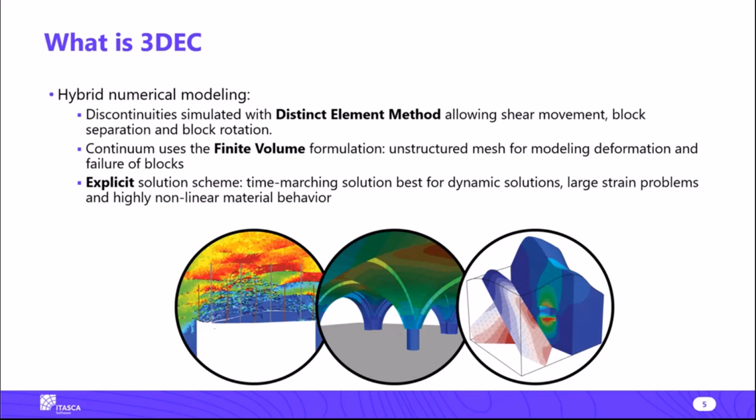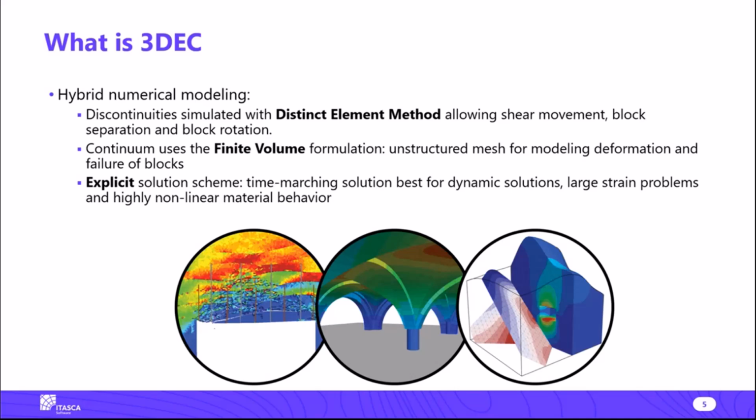And then the last bullet point here is, as with all of the ITASCA software, it uses an explicit solution scheme. And what this means is that the solution marches through time, and so that information propagates through the system. So rather than doing a great big matrix inversion to get to some final answer, you have a sort of gradual approach to get to the answer.